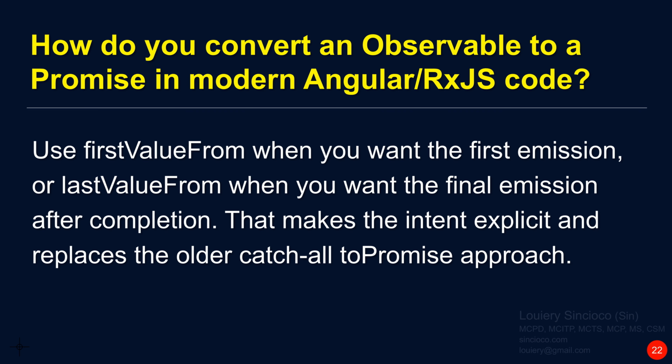How do you convert an observable to a promise in modern Angular RxJS code? Use firstValueFrom when you want the first emission, or lastValueFrom when you want the final emission after completion. That makes the intent explicit and replaces the older catch-all toPromise approach.